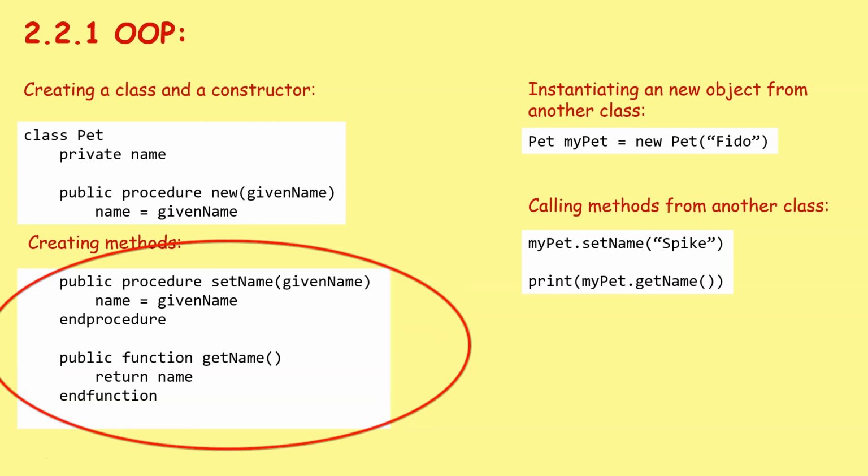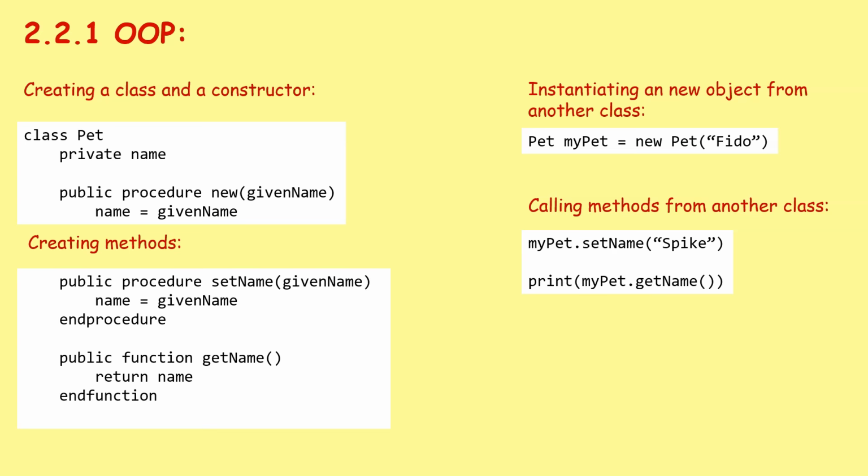To create methods for our pet class or any class, we are going to use either procedures or functions depending on if we need to return a value or not. Typically, these will be public unless you're told otherwise. If they're private, they can only be called from inside that class. They can't be called from outside. So typically, they're going to be public. Again, very easy. Public, and then either procedure or function. Give it the relevant name, and then pass it any parameters required, if any, and then do the coding that you need inside. Remember, if it's a function, it will return a value.